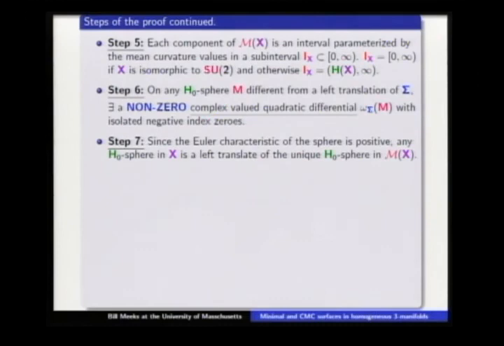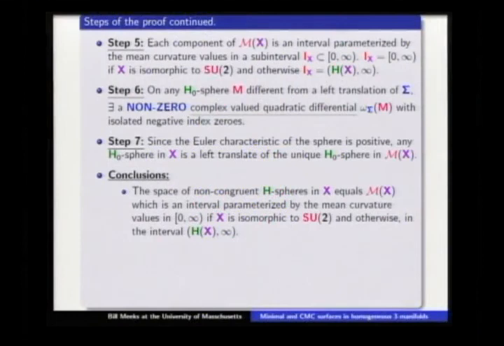OK, so anyway, if you have such a form on a sphere, you can't have it happen unless all these indices, it has to be identically zero. And if it's identically zero, then you see by this result that any other example is a left translation. Otherwise, it creates this two form on it, which can't exist. So it must have been a left translation.